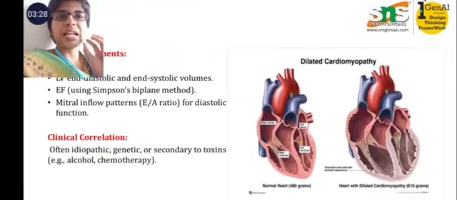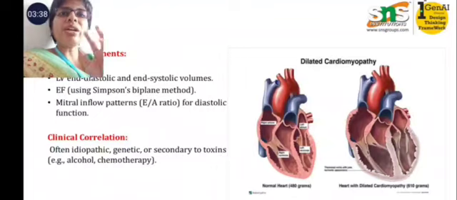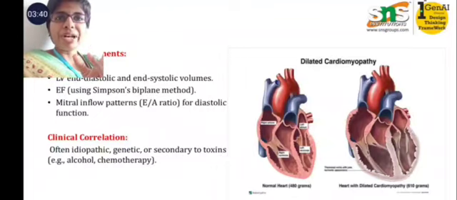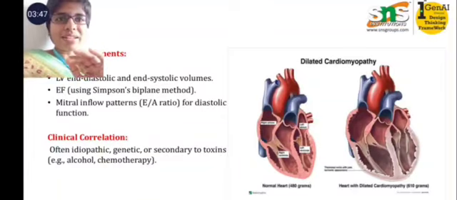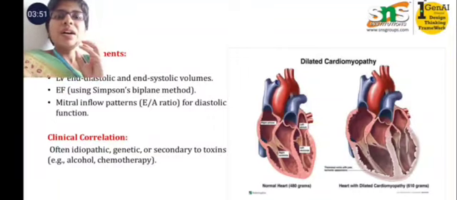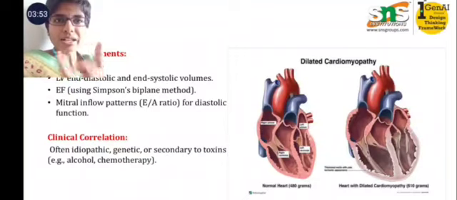See, this is the dilated atrium and ventricles, the right one is the normal ventricle, and the left one is the dilated ventricle. See the differences. The end-systolic and end-diastolic volumes are large, which leads to a decrease in EF. So LV stroke volume also decreases, and the mitral valve PAT and E by A ratio are also abnormal due to impaired diastolic relaxation. Diastolic means relaxation of the LV.